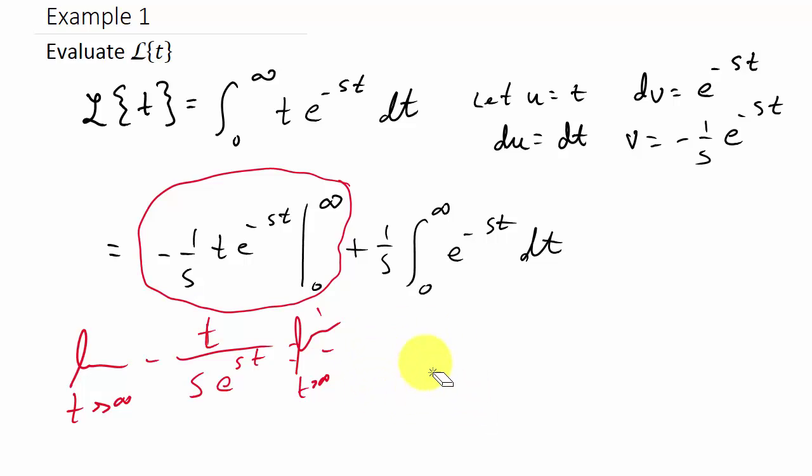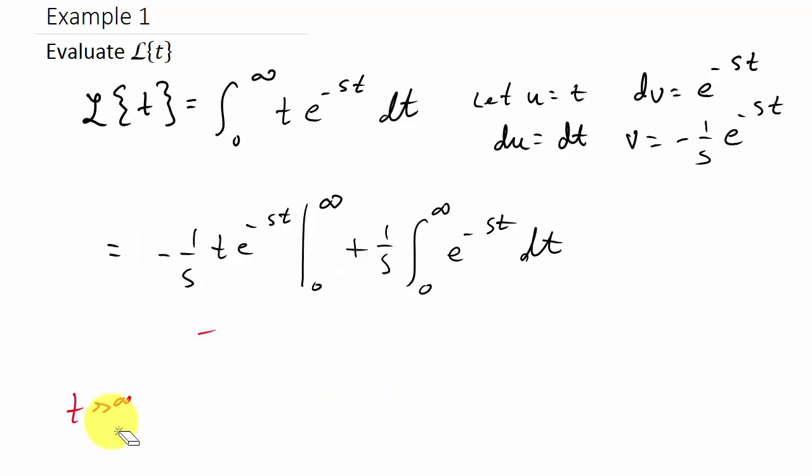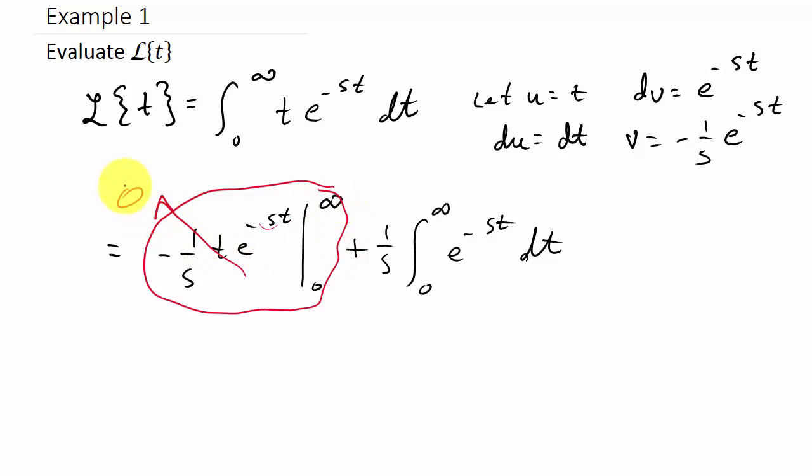Alright, so now let's look when we plug 0 in for t. When we plug 0 in for t, this would be e to the 0, which would be 1, and then this would be 0. So whenever I multiply 1 times negative 1 over s times 0, that gives me 0. So this whole term here is 0.